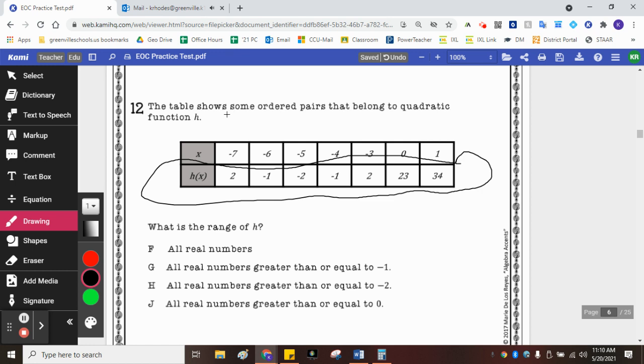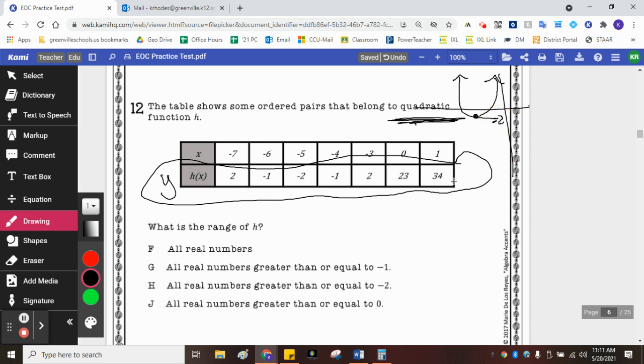So the table shows the quadratic function h. What is the range? Like you said, range is y. So we're looking at our y values down here. I see 2, -1, -2, -1, 2, 23, 34. And this is just some of the points. So quadratic is our U shape, and it looks like the lowest point of our U shape is -2. This looks like our y value is -2.